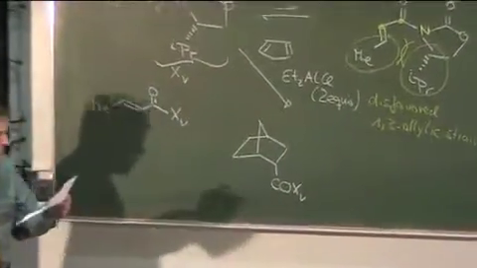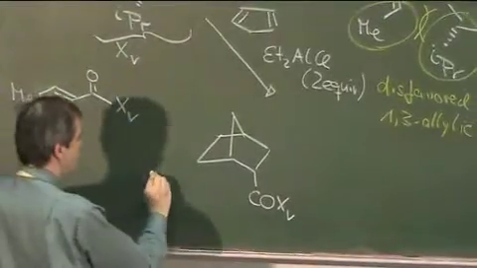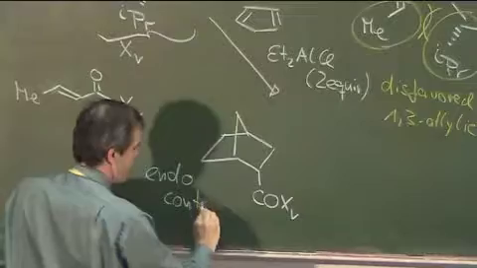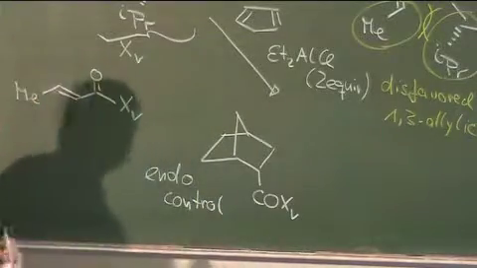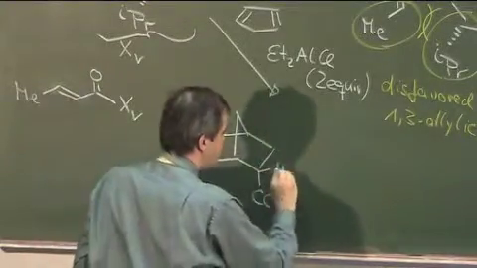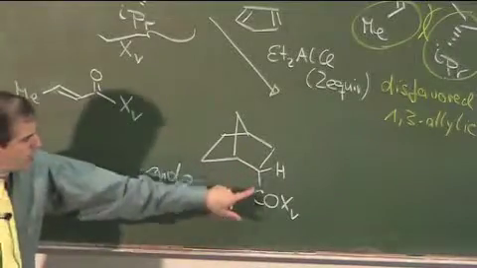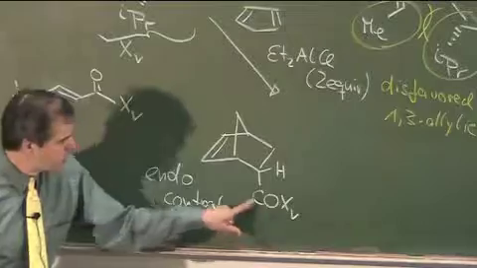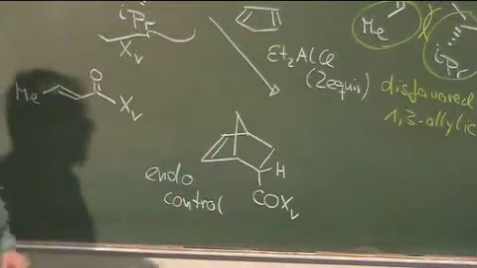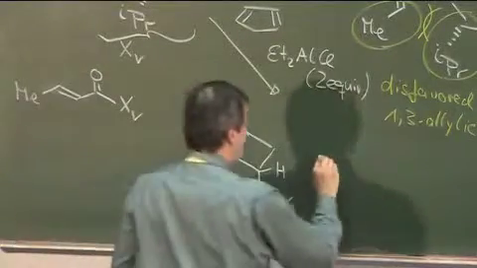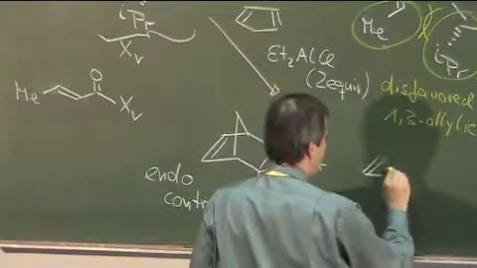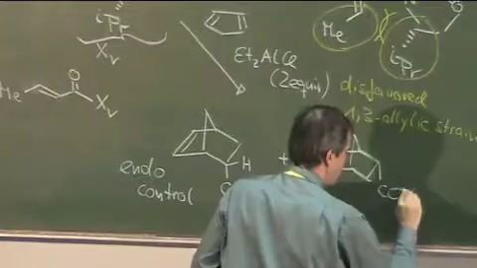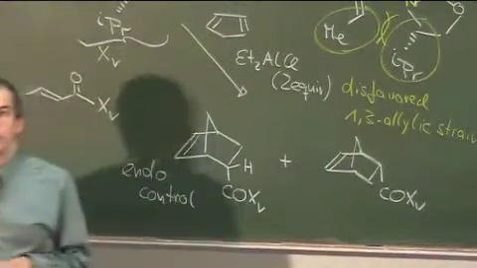You have very good endo control. So you will form exclusively the endo product where this substituent is on the side of the pi phase. However, there are two different endo products.